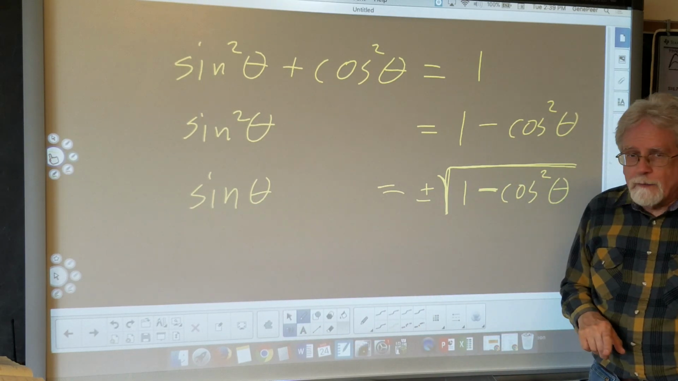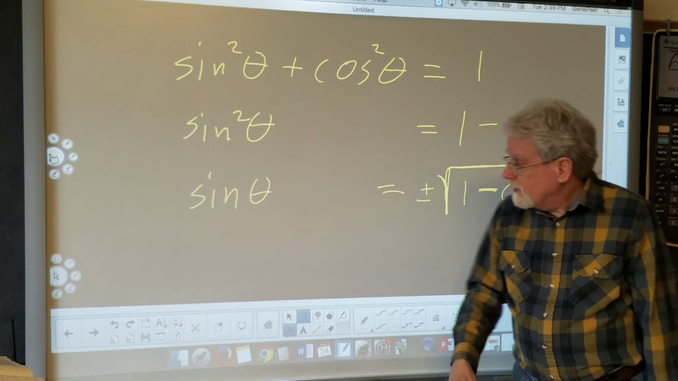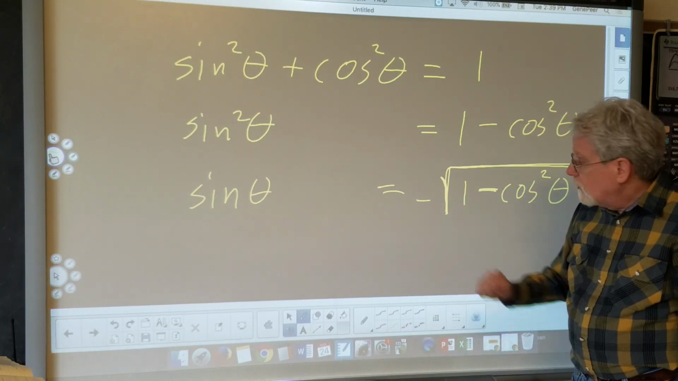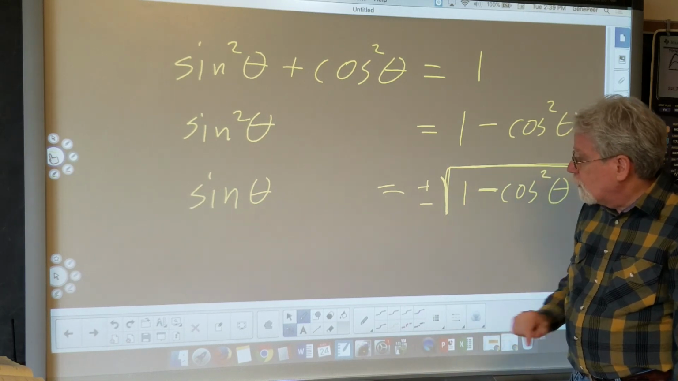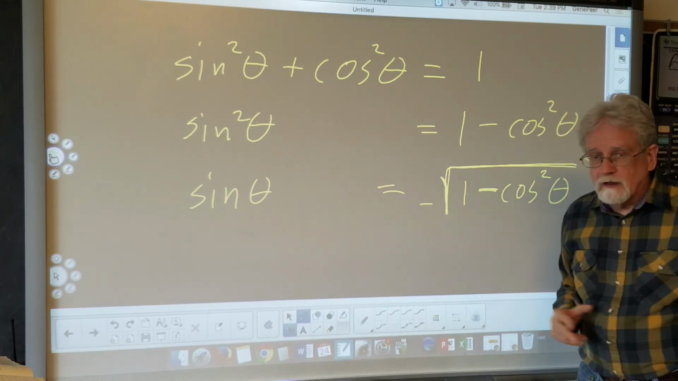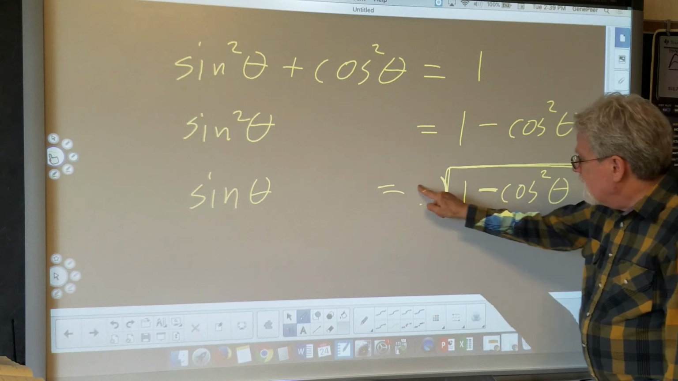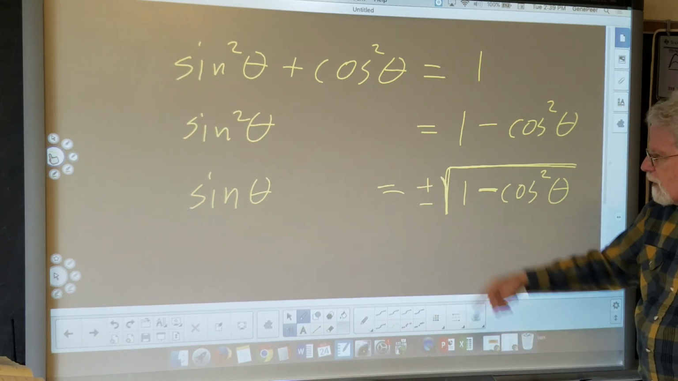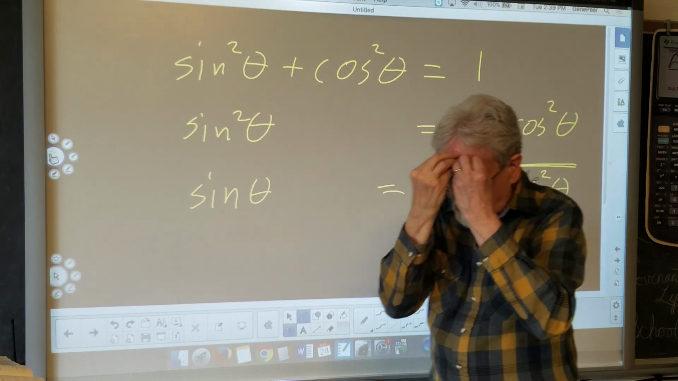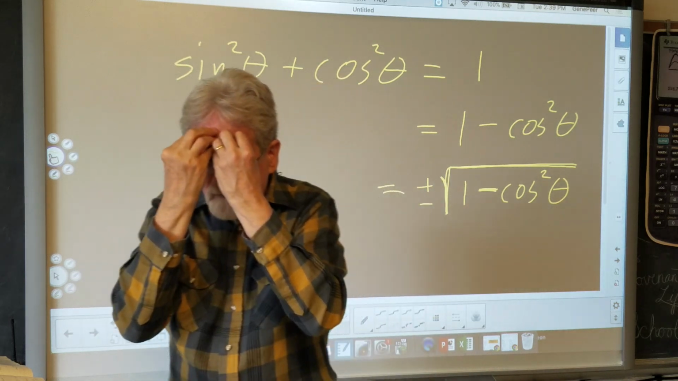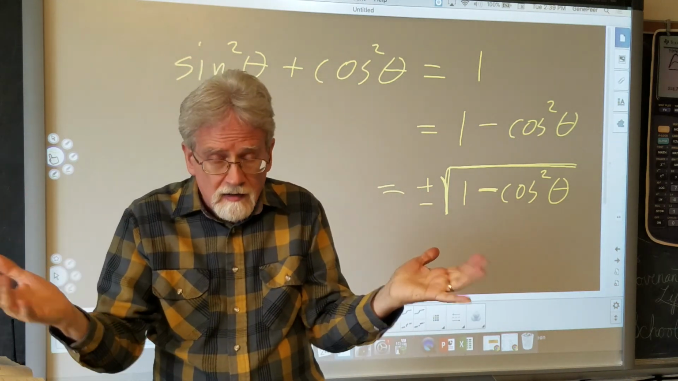But if your theta happens to be in the third quadrant, then your sign will be negative. Or if it's in the fourth quadrant, your sign will be negative as well. So technically we need to have the plus or minus there, but if you simply remember that depending on what quadrant you're in, you have to give your answer the appropriate sign, then you're okay.